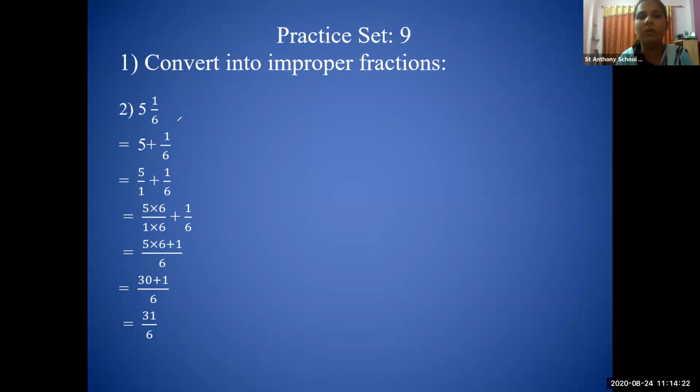Now we have to convert improper. This is an example of mixed fraction or improper fraction. Let me know. This is an example of improper fraction or mixed fraction. Please let me know in your chat box. Improper fraction or mixed fraction.